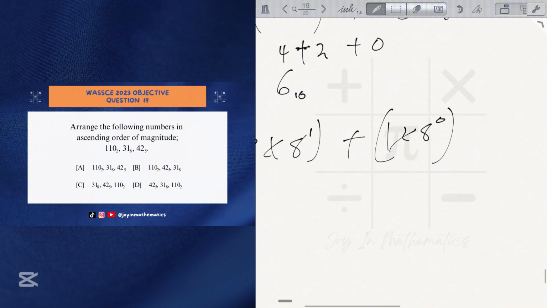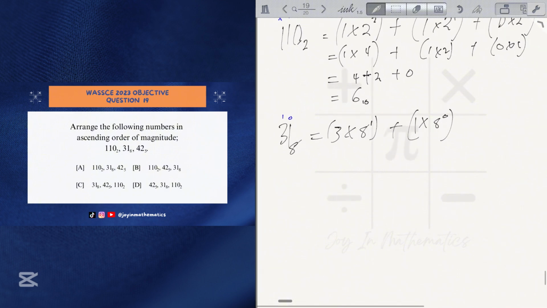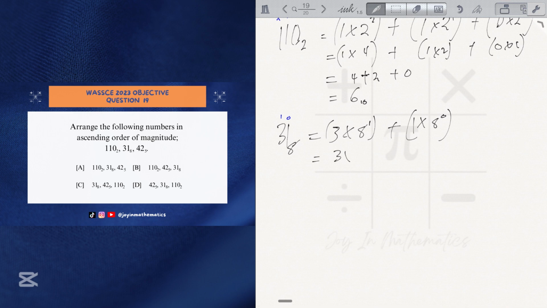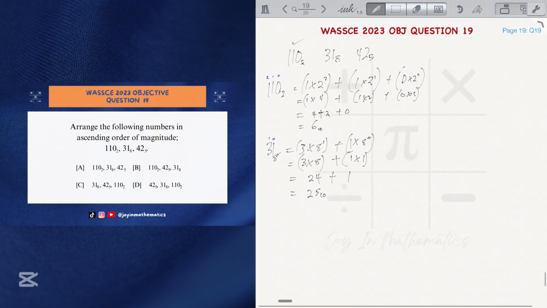So write this, and this would give us 3 multiplied by 8 plus 1. Anything raised to the power of 0 is 1, so 1 multiplied by 1. So this will give us 24 plus 1, and this is 25 base 10. Now we are done with 31 base 8.